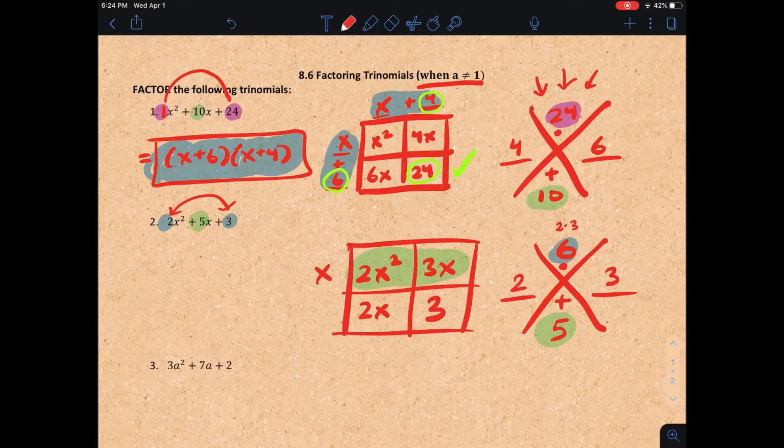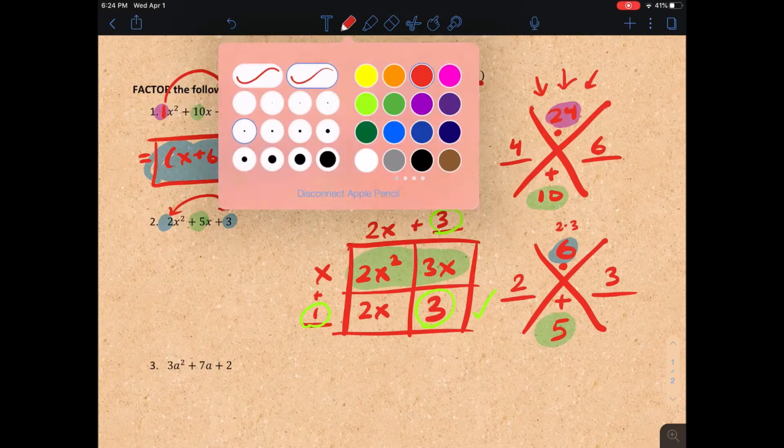Now from there, you're going to fill out the times table, right? X times what gives me 2x squared? X times 2x gives me 2x squared. X times what gives me 3x plus 3? 2x times what gives me 2x plus 1? And then just to check, right? If you do 1 times 3, you do get 3, and that does work out.